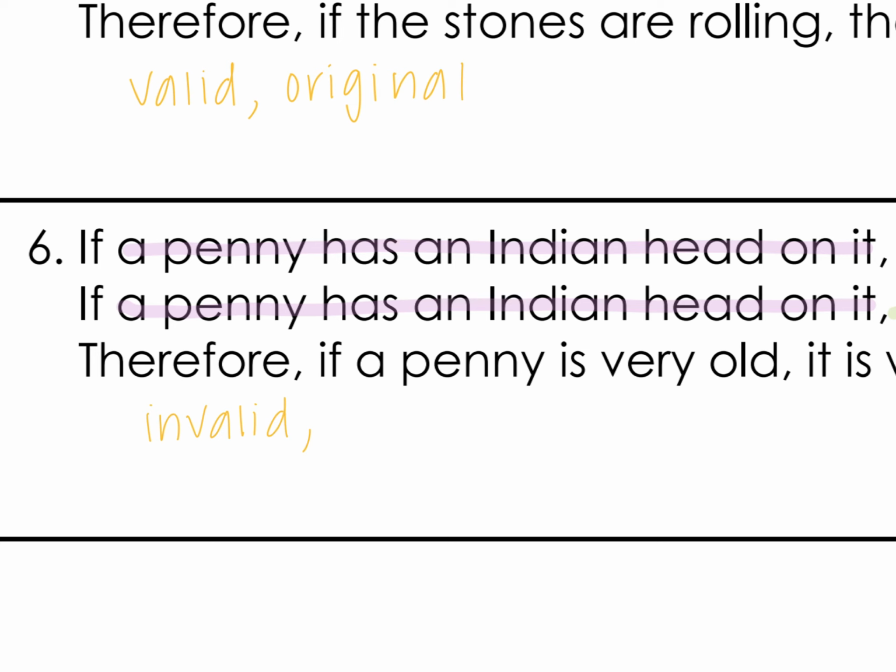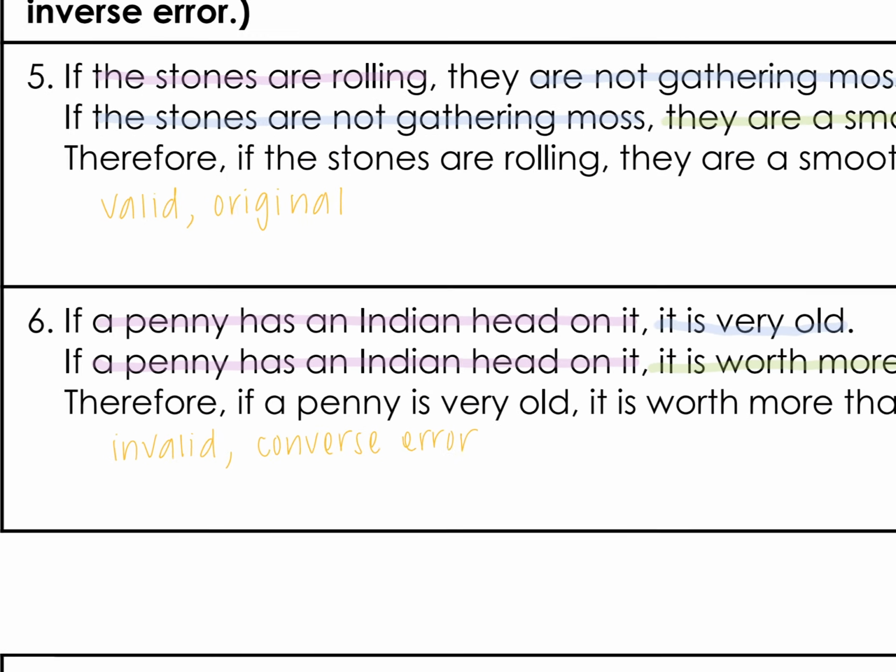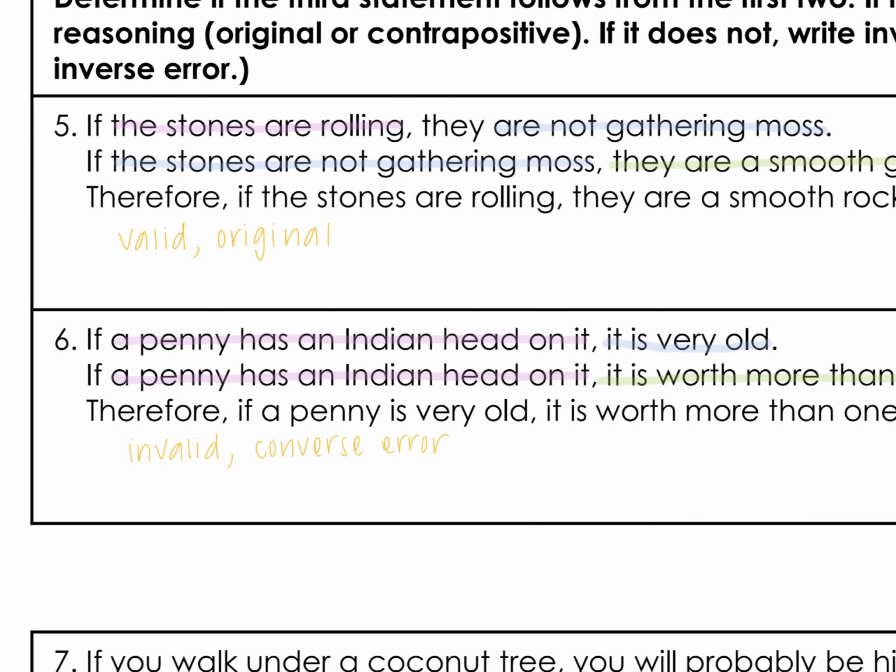Because we're going to actually have to use the converse in order to switch the order and make sure that we don't negate it. So if you're having to switch the order, but the statements read the same, here it was a penny has an Indian head on it, and a penny has an Indian head on it is in the second sentence as well. The only way for us to get that to work is going to be to use the converse.